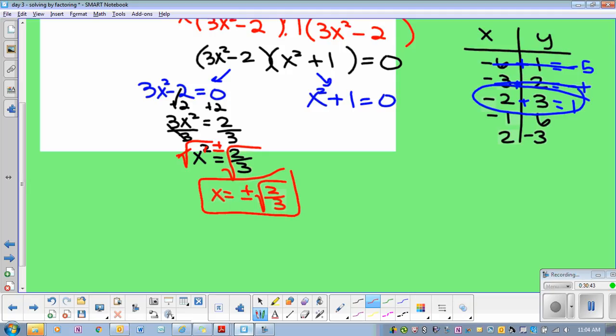Let's do the other one. X squared plus 1. X squared equals -1. How do I get rid of the square? Square root.